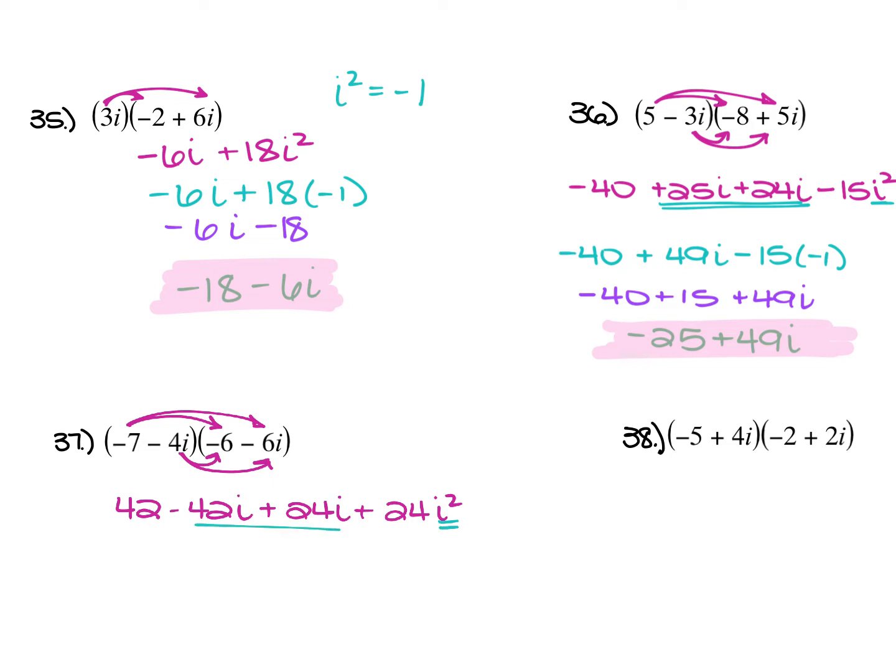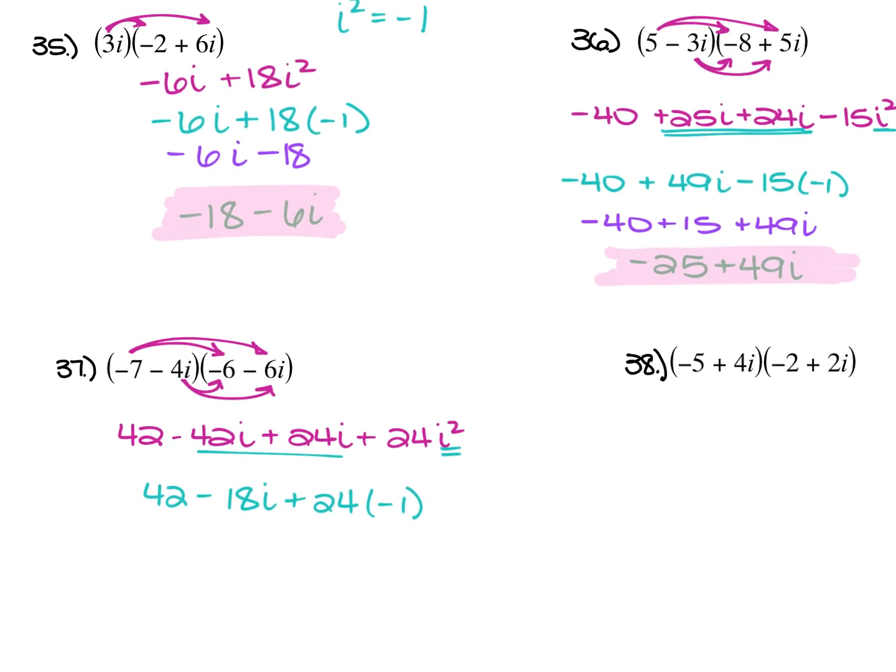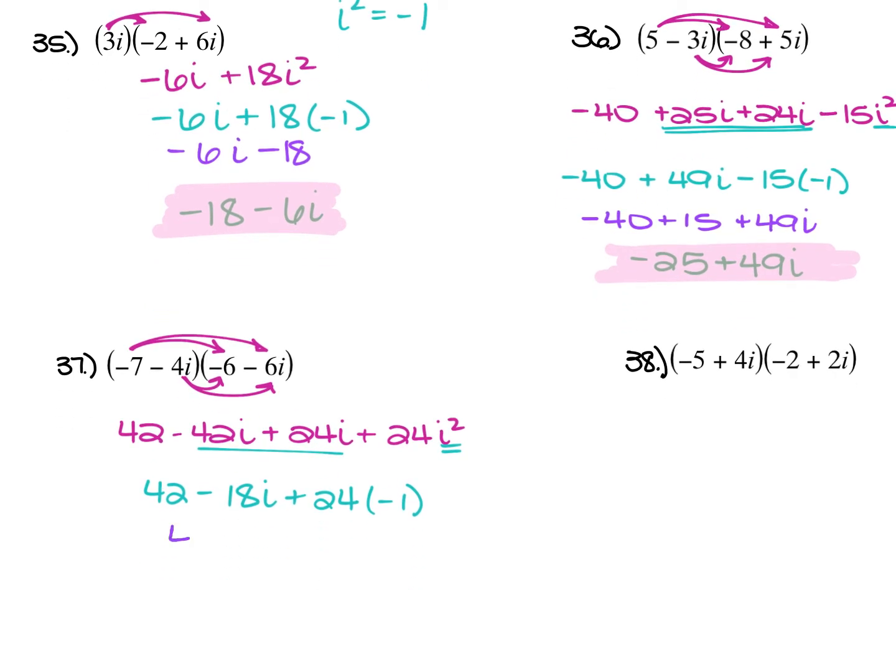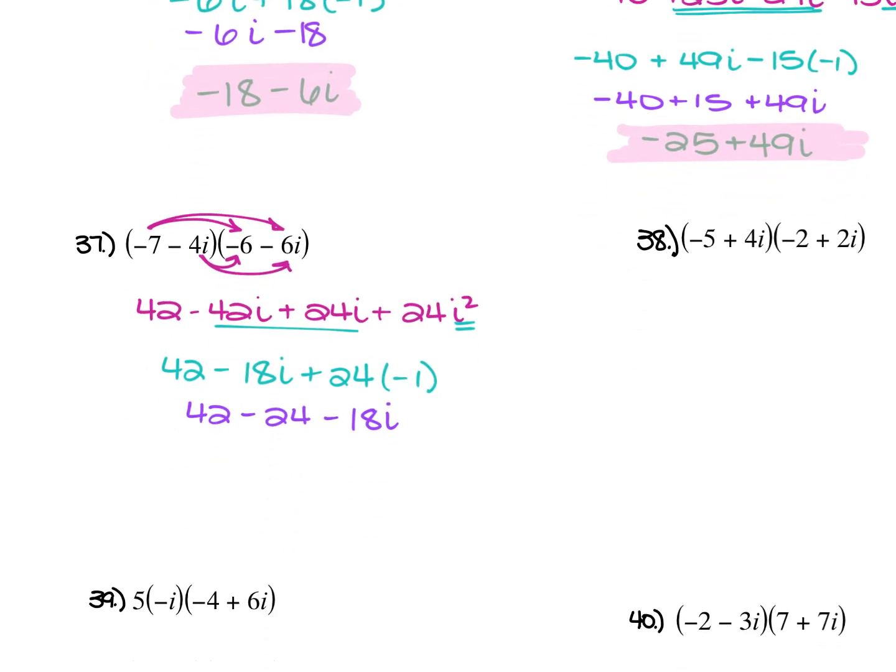So to combine like terms, we have that 42i plus 24i. So that's 42 minus 18i plus 24 times negative 1. The 24 times negative 1 is negative 24. So that's 42 minus 24 minus 18i. So this is just giving you 18 minus 18i.